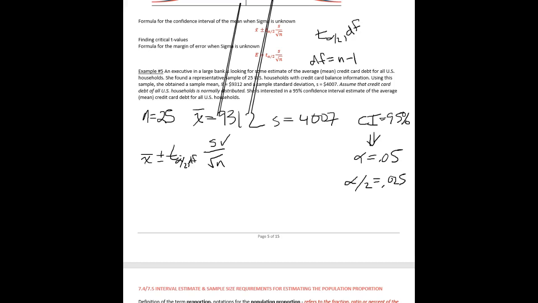Do we have an N? Yes, that's our 25. Do we have an x bar? Yes, we do. The only thing we don't have is this t alpha half, comma, df, right? But we know how to find that. We are going to use our alpha, and we're going to use our degrees of freedom. So this is going to be our t of 0.025, because that's our alpha half, comma, our degrees of freedom, which is n minus 1, so 24. So this is what we're going to be looking for in our table.